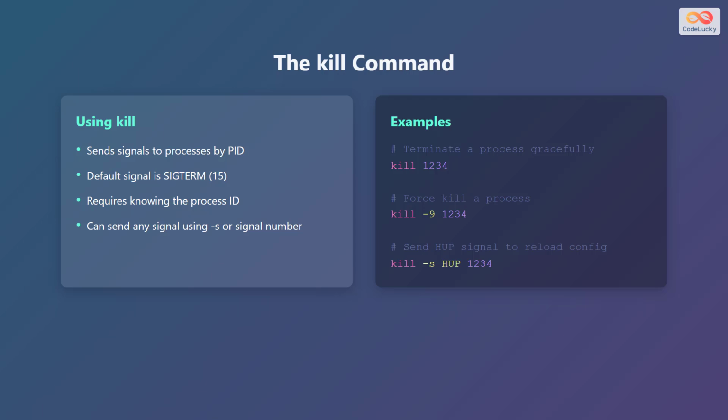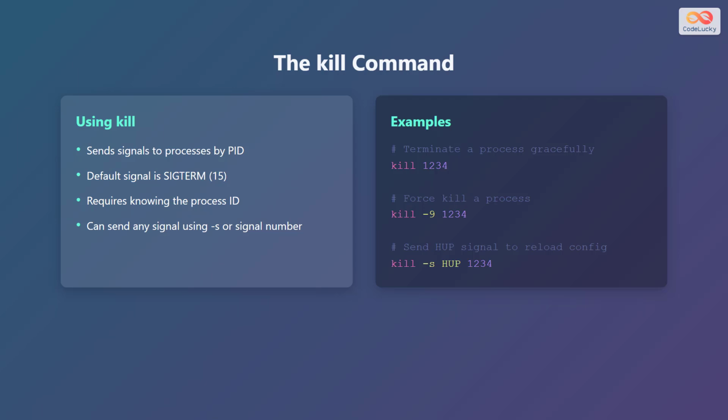Let's start with the kill command. The kill command sends signals to processes using their process identification number, or PID. The default signal sent by kill is SIGTERM, which is signal 15. To use kill, you need to know the process identification number, or PID, of the process you want to terminate. You can send a specific signal using the -s option, or by specifying the signal number directly.